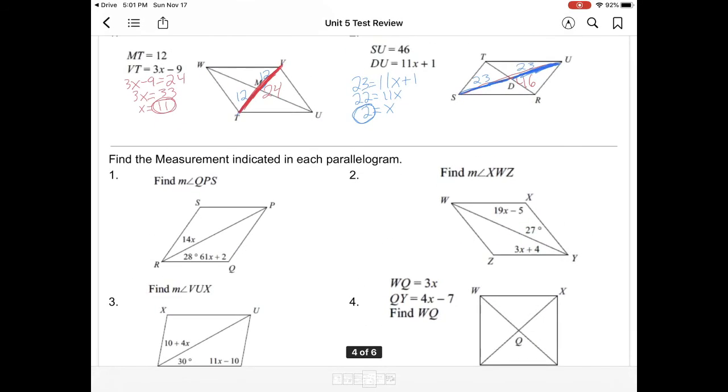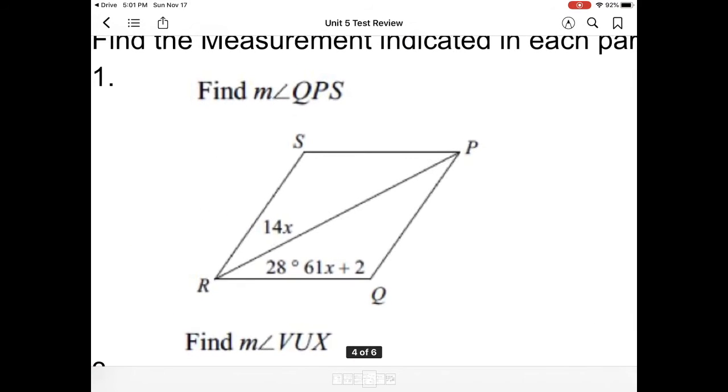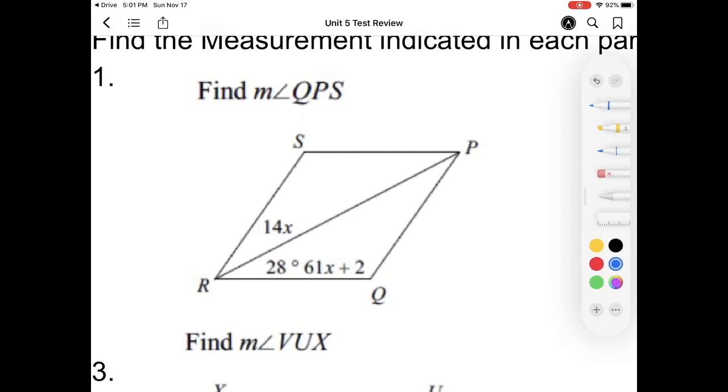Okay. The next one, we are told find the measurement indicated in each parallelogram. For the first one, we are told to find angle QPS. Well, the first thing we need to do is solve for x. So this whole angle is together, and this whole angle is also together. So both of these angles are consecutive angles, meaning they are going to be supplementary.